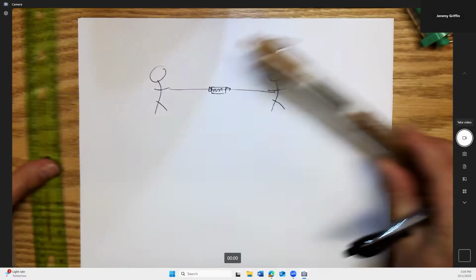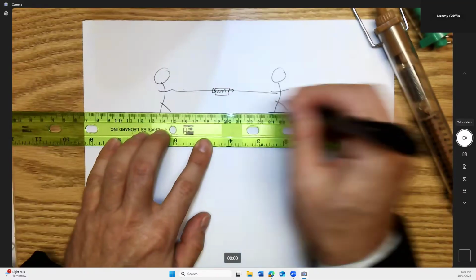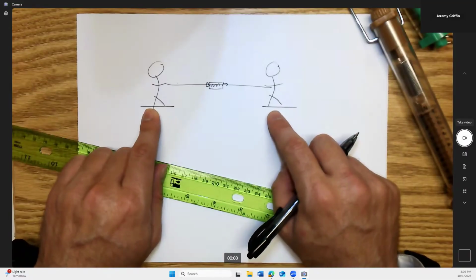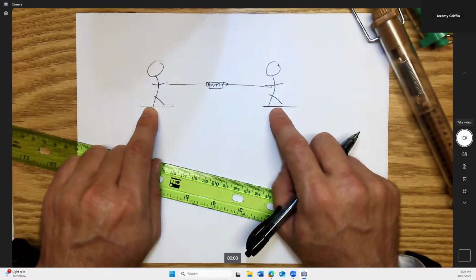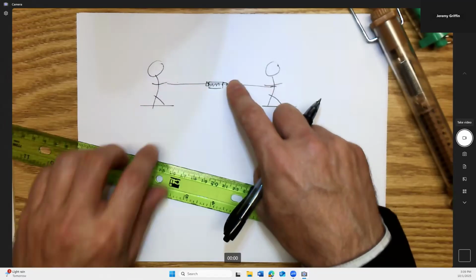And what about this? If nobody's moving and they're just pulling, and the rope's really taut, guess what the force of friction is between their feet and the ground? Yeah, 600 newtons. So 600 here, 600 here, 600, 600.